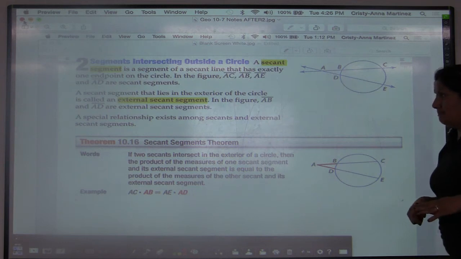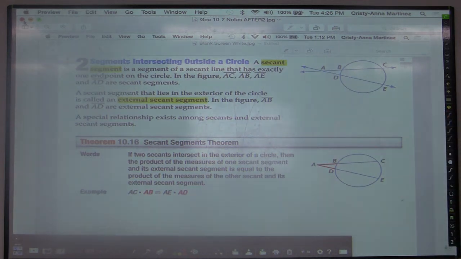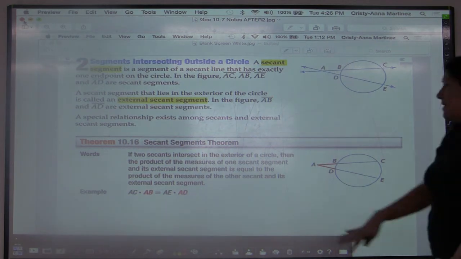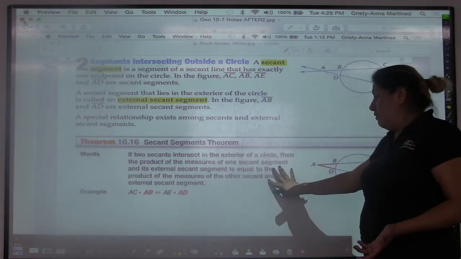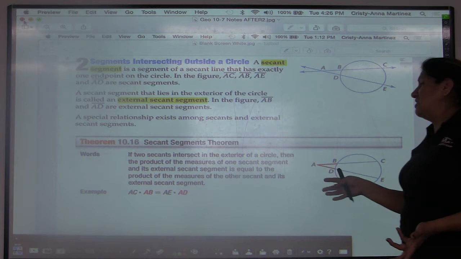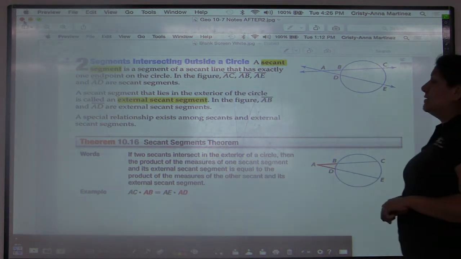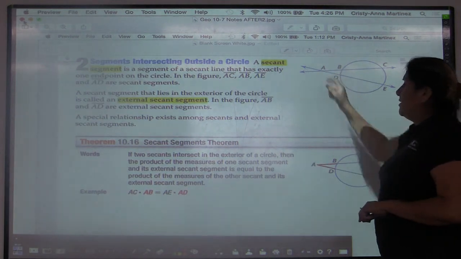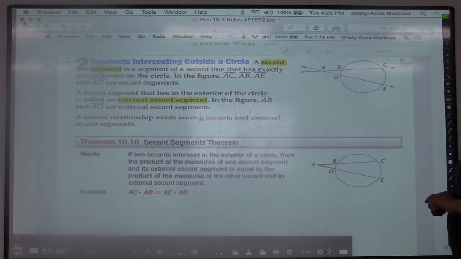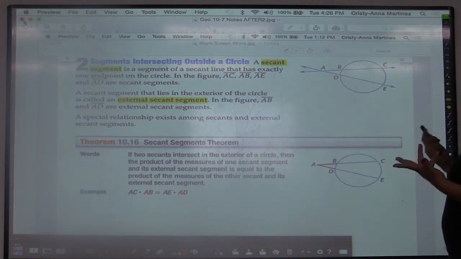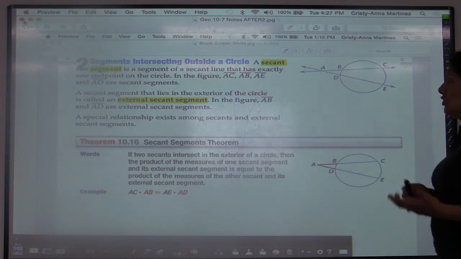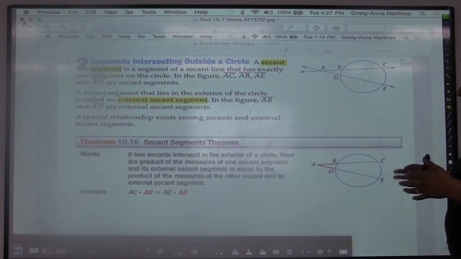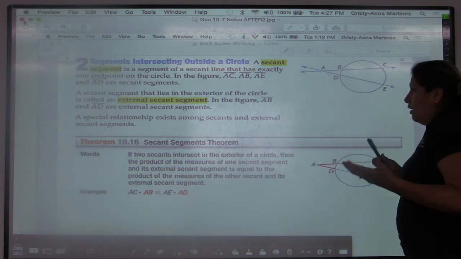So now that we know that, we want to talk about the external secant segment versus just the regular secant segment, just so we can make sense of the diagram, of the theorem, even though you can probably figure this out just by looking at the diagram. But it says a secant segment that lies in the exterior of the circle, so those would be AB and AD, is called an external secant segment. So again, in the figure, AB and AD are external secant segments. They're secant segments that are outside of the circle, hence why it's called external.